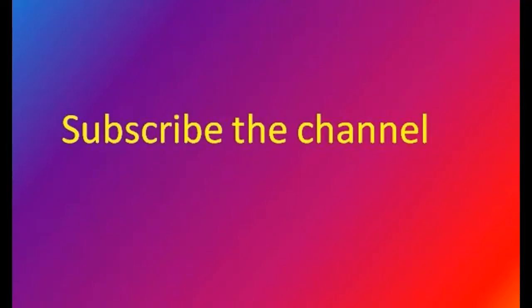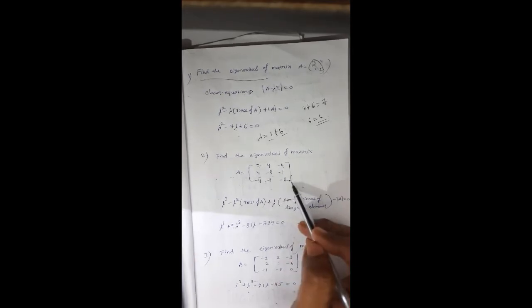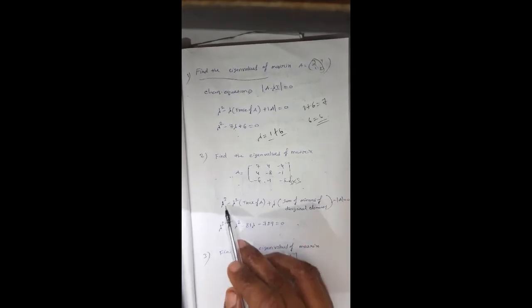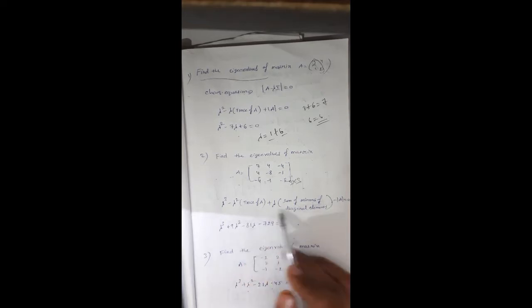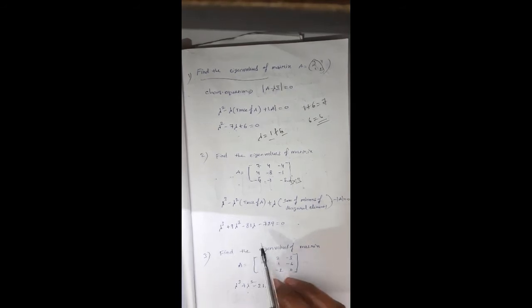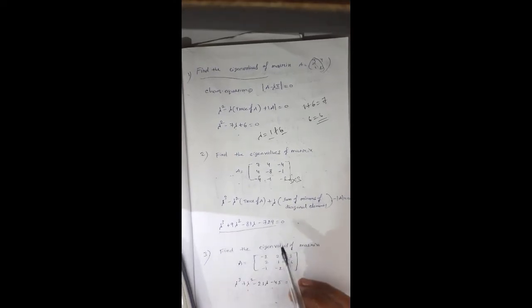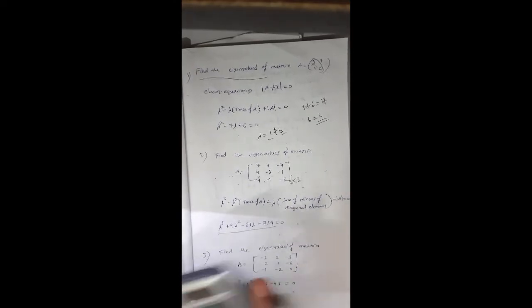Second problem. Find the eigenvalues of the matrix 7, 4, minus 4, it is 3 cross 3. So we know the shortcut: lambda cube minus lambda square into trace of A, plus lambda into sum of minors of diagonal elements, minus determinant of A. So see here. So here I got this as a polynomial. I want the roots here.